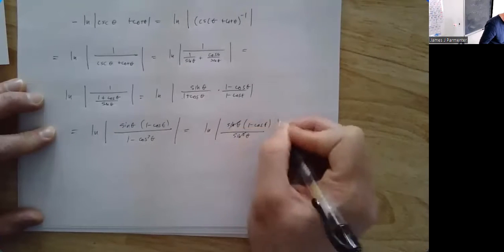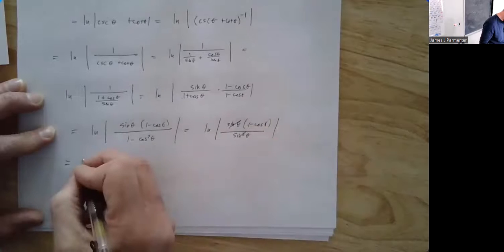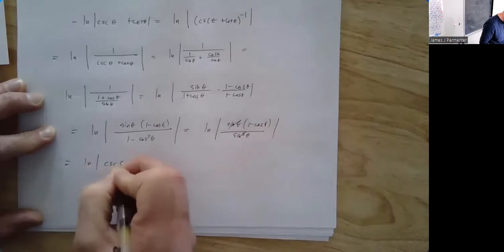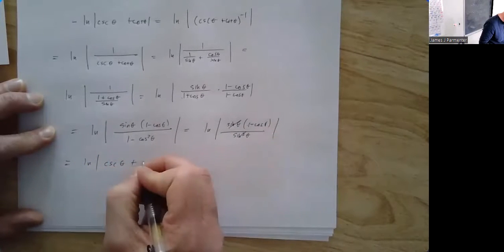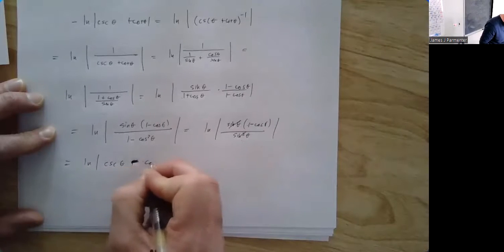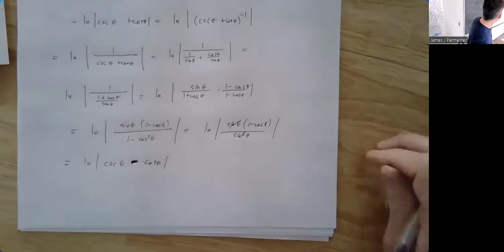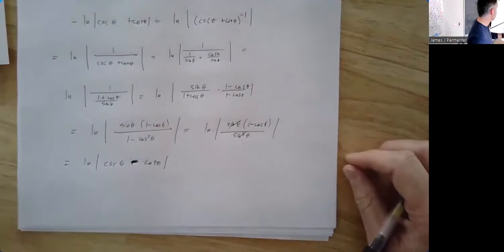Cancel a sine. And then 1 over sine is cosecant, and cosine over sine is cotangent. And it's minus. And that's why they're the same.